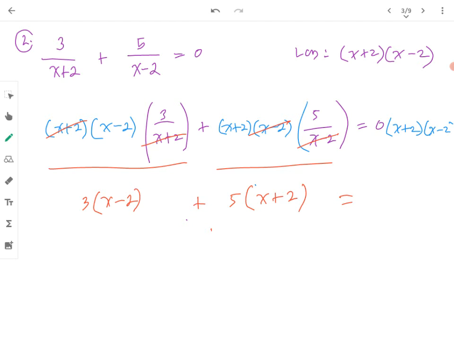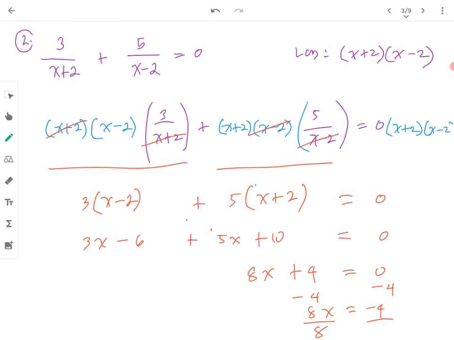And notice that 0 times anything is 0. So we simply simplify this. We have 3x minus 6 plus 5x plus 10 equals 0. So we can combine 3x and 5x, that is 8x. Negative 6 and positive 10, that is positive 4 equals 0. So solving for x, we subtract 4 from both sides. We have 8x equals negative 4, dividing both sides by 8. So that is x equals negative 4 over 8, or negative 1 half. X is negative 1 half.